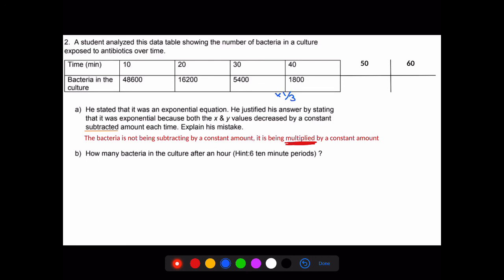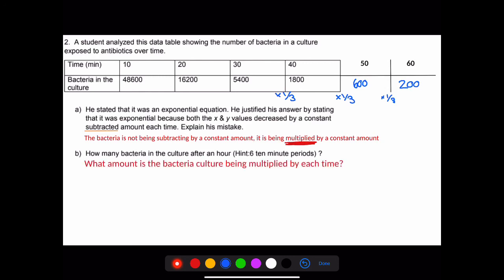Multiplying by 1/3. So 1800 multiplied by 1/3 will give me 600. 600 multiplied by 1/3, well, if I just divide 600 by 3, we get 200. So in 60 minutes, there is 200 bacteria remaining.